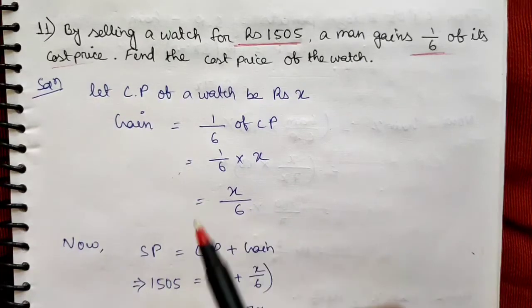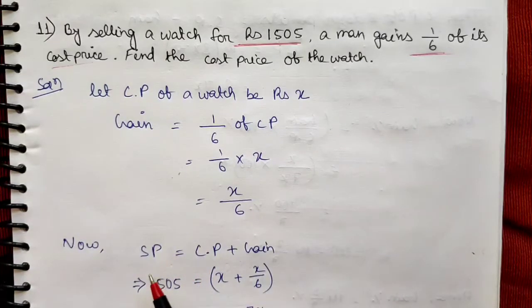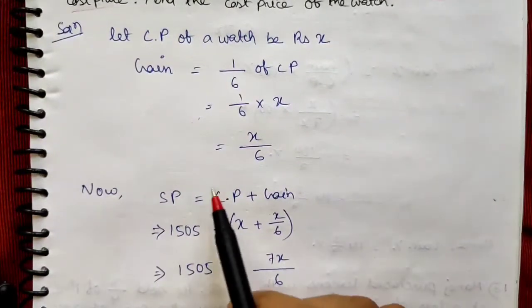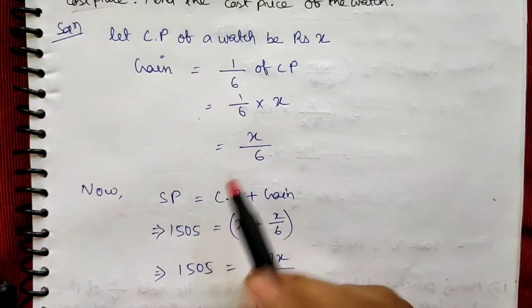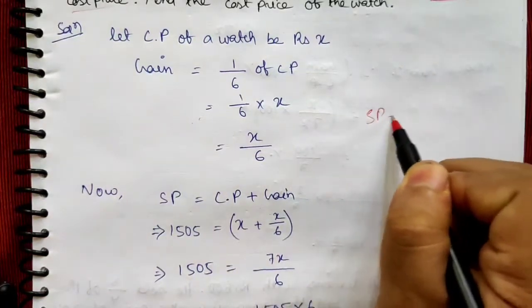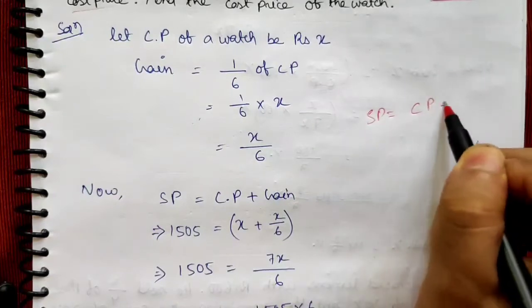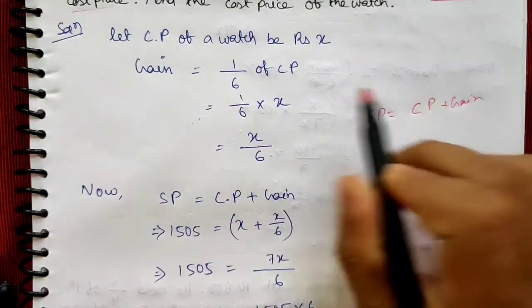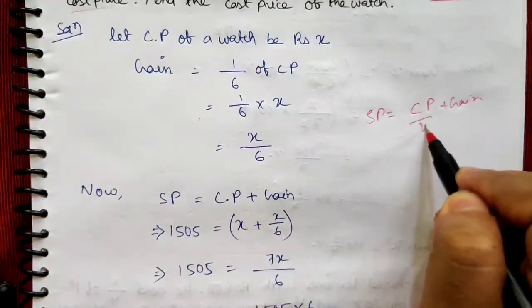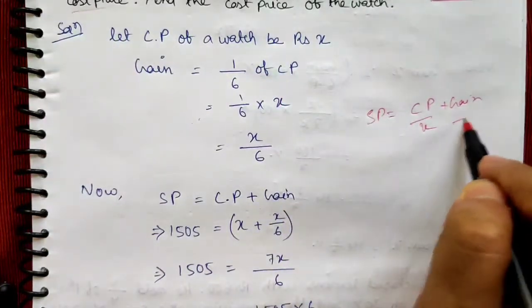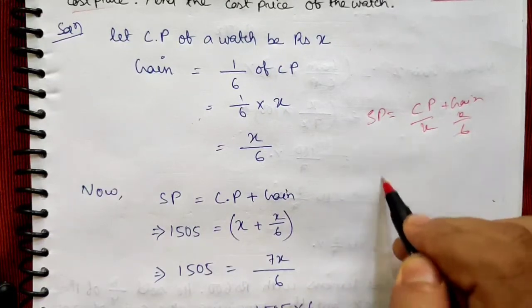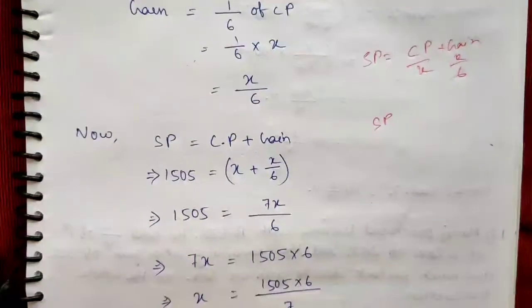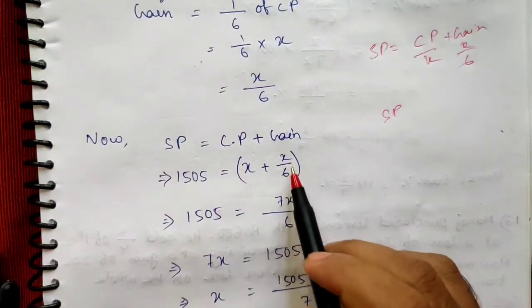Okay. So now as per the formula we know that selling price is what? Selling price is CP plus gain, isn't it? So here CP is X, and gain is X by 6. So SP will be X plus X by 6, isn't it?